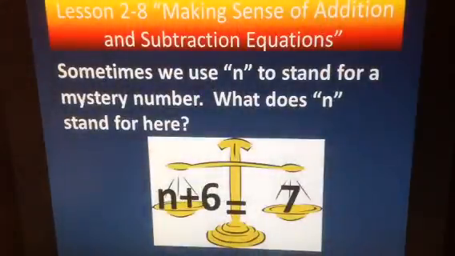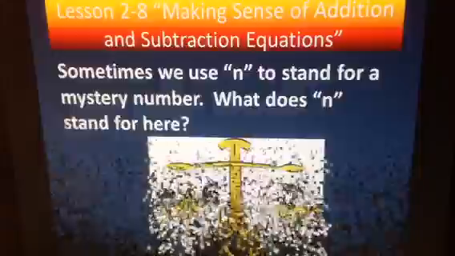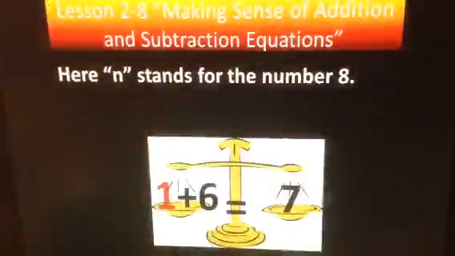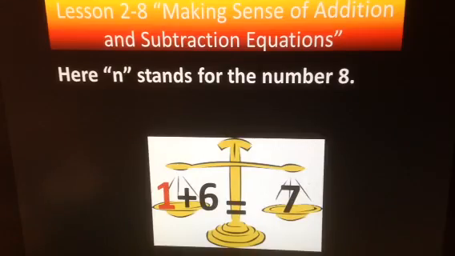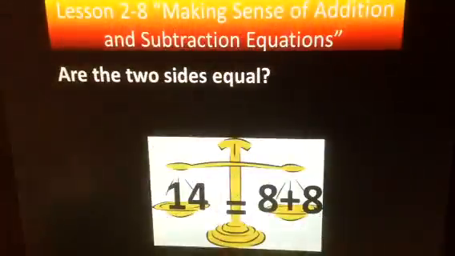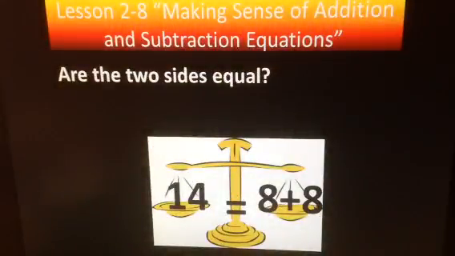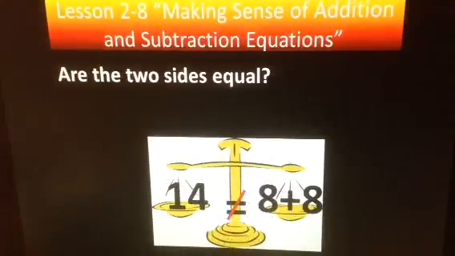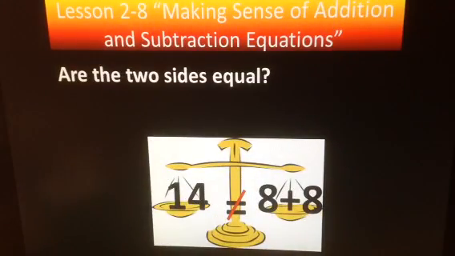N plus 6 equals 7. This is getting trickier, but you could also add 6 plus 7 to get your answer. Are these two sides equal? Is 14 equal to 8 plus 8? No, they're not equal. That's a symbol that means not equal.